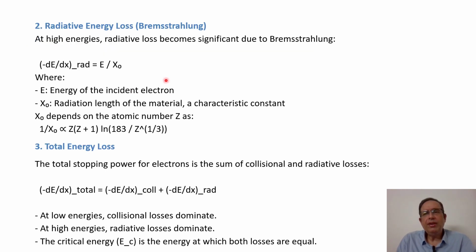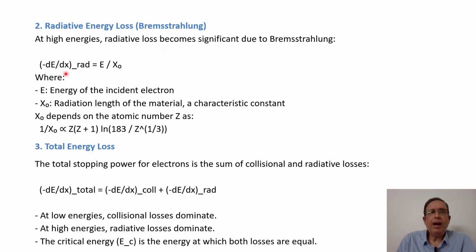Then, of course, you have the radiation loss, which is called Bremsstrahlung. So, at high energies, radiative loss becomes significant. Why does it become significant only at high energies? Because the deceleration process produces significant energy only at higher energies. So the significant radiation would only be produced when the particle which is decelerating has a very high energy, a relativistic energy.